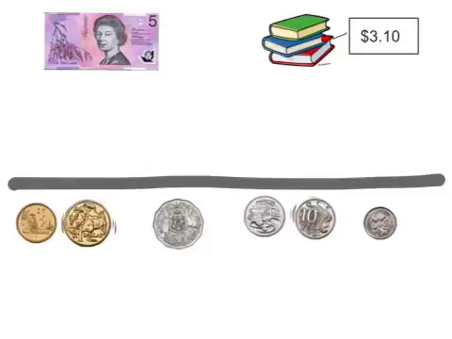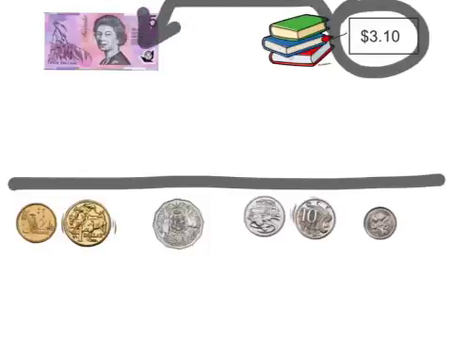Let's try the same problem with the counting up strategy, the counting on strategy. So again, $5 in my wallet. I've spent $3.10. On the counting on strategy, I start with $3.10 and I need to count up to $5 to figure out how much change is required using these coins from down below here. So I start with $3.10.